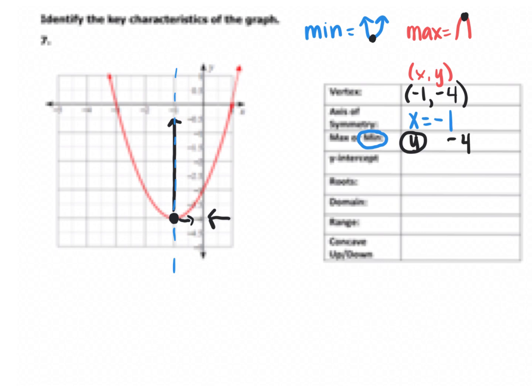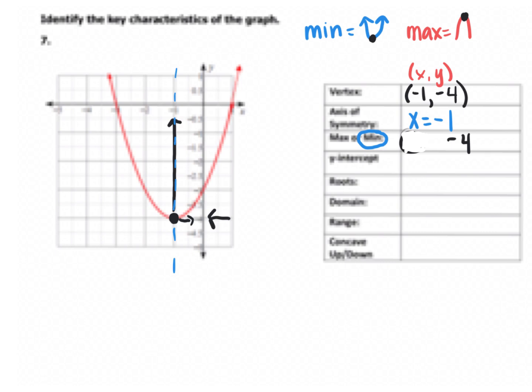I circled the y, but that's just there to tell you where the y value is. So let's erase this y because I don't want to confuse you. Okay, hold on, let me change the color real quick. We'll erase this y because all I need is that -4. But it is where the y value is.